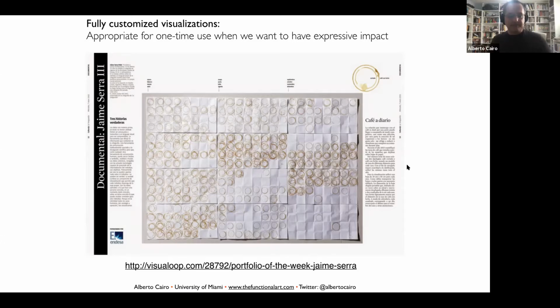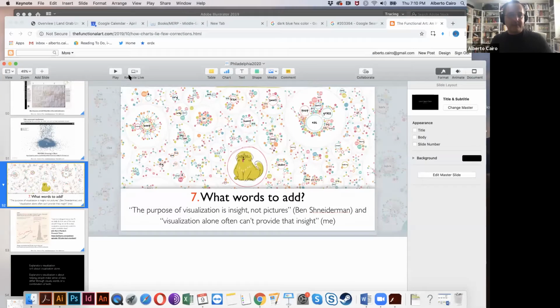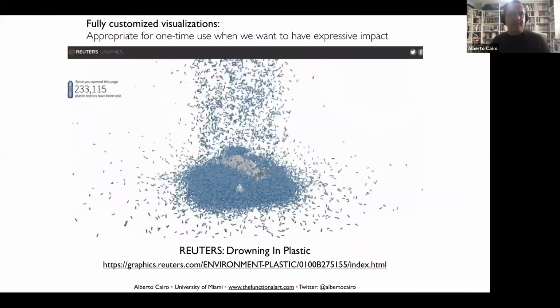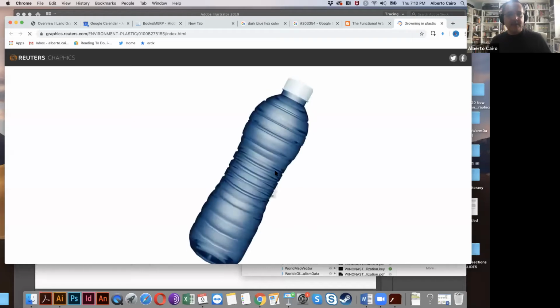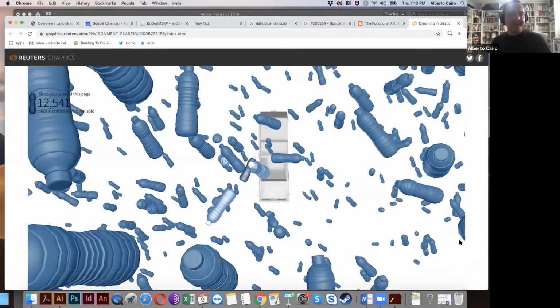Now, let me jump one of the slides over here, because I want to be brief. Now, what words to add? That will be the last point that I would like to make. So going full circle, actually, let me go back to this slide. I wouldn't want to show it, but this is another fun example of untraditional data visualization. This is from Reuters Graphics. They decided to visualize how many plastic bottles are consumed in the world in a minute, in an hour, in a day, in a year, and in 10 years.